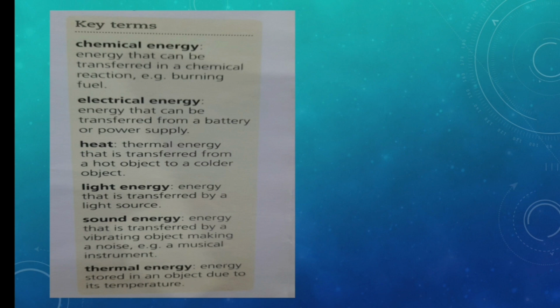Next key term is heat. Heat is thermal energy that is transferred from a hot object to a colder object. So, for heat, there should be a temperature difference, high temperature and low temperature. If there is the same temperature, then heat flow is not possible. So, if there is heat, it means there is a temperature difference.